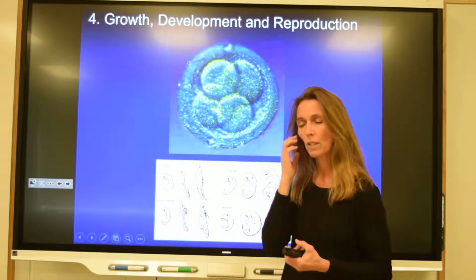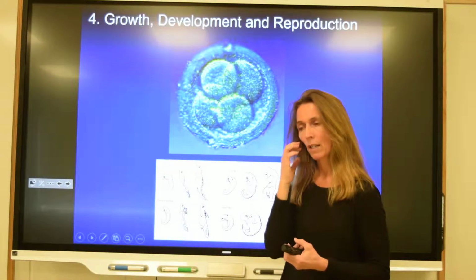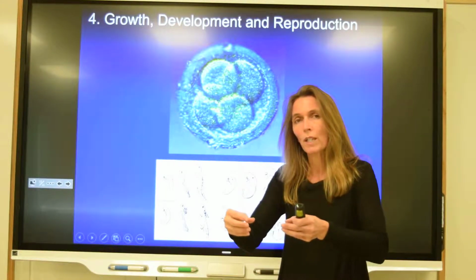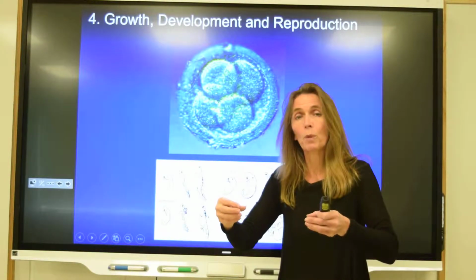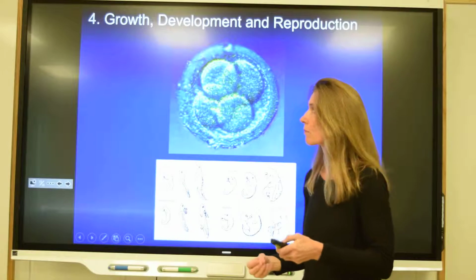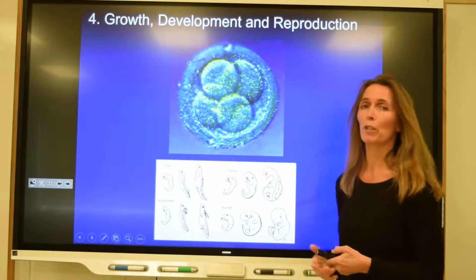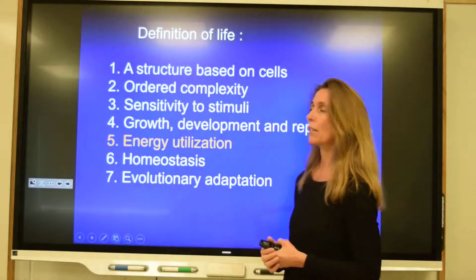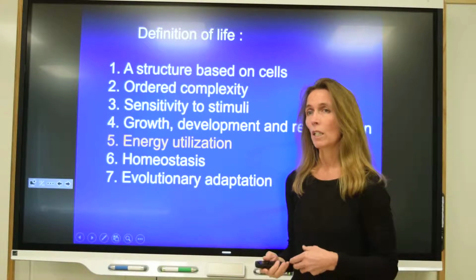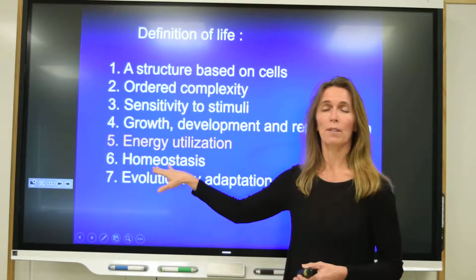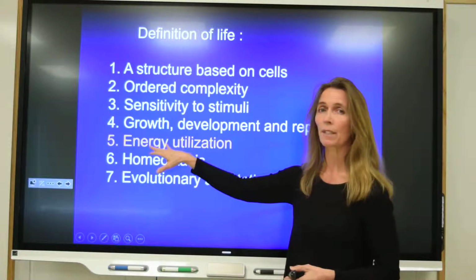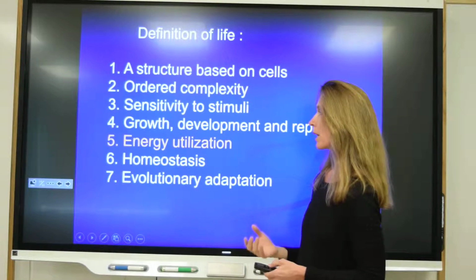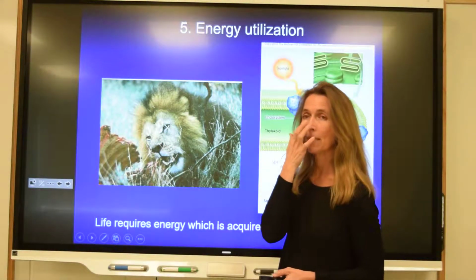And this is, for example, something you see in root cells. When they first form, they are much smaller, and then as they mature, they elongate and they get much longer, and you will get to see this in the lab. So growth, development, and reproduction is another criterion for living organisms. Another one here is energy utilization. Energy in order to maintain homeostasis in the body. This energy is needed in order to repair, to keep body temperature up, to reproduce, and all these basic functions.